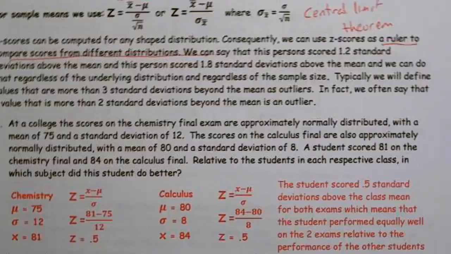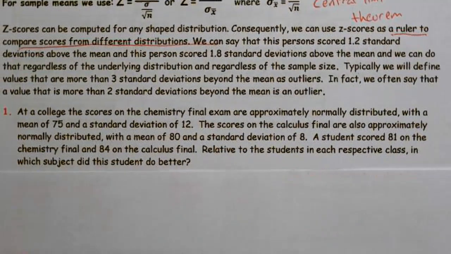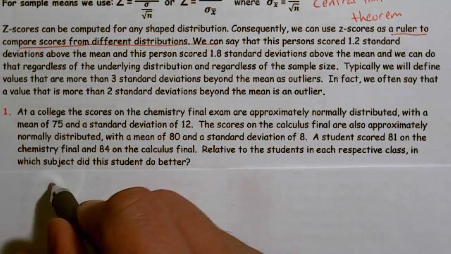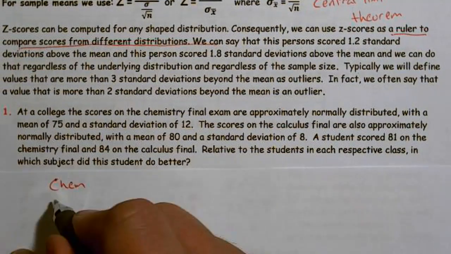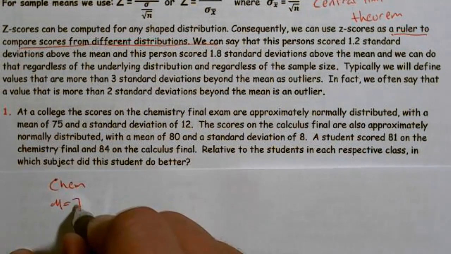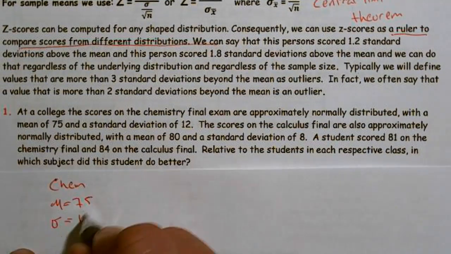So at a college, the scores on the chemistry final exam are approximately normally distributed with a mean of 75 and a standard deviation of 12. So they're telling me, and I'm going to do this off on a separate sheet of paper and then show it to you in a moment. So on the chem, here's what they're telling me. It has a mean of 75 and a standard deviation of 12.